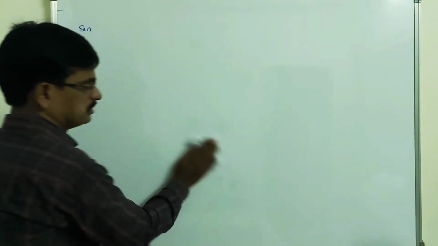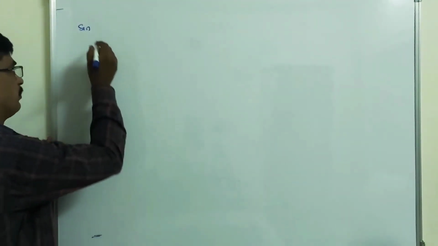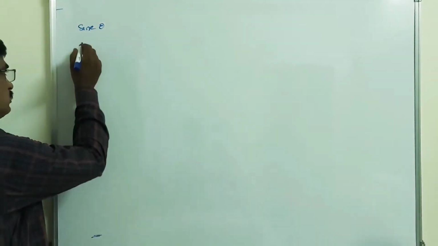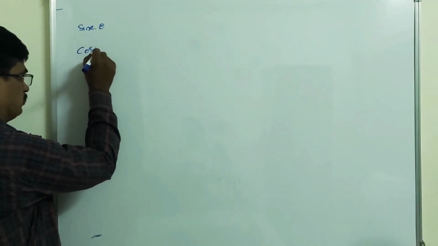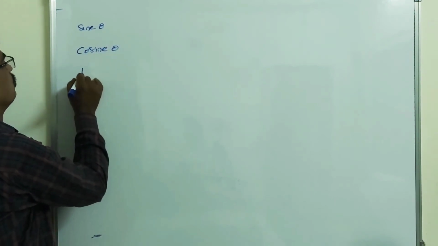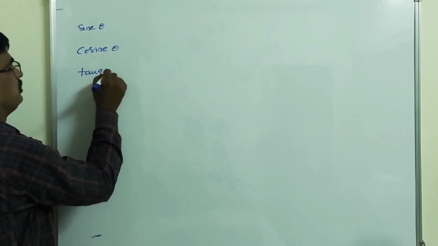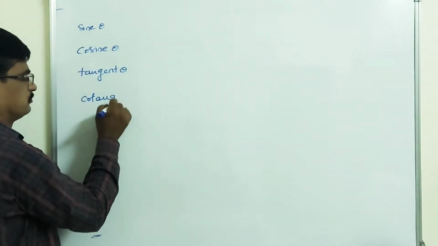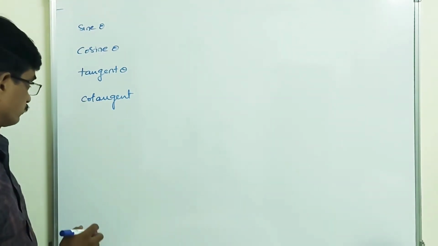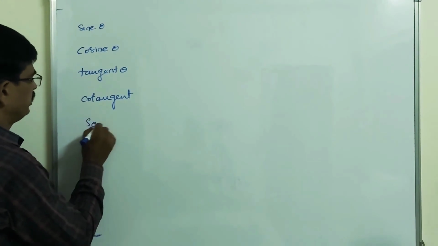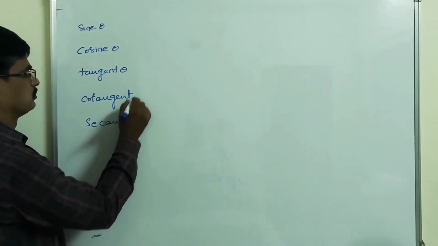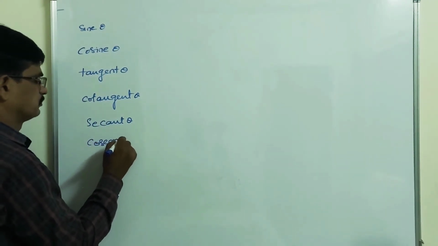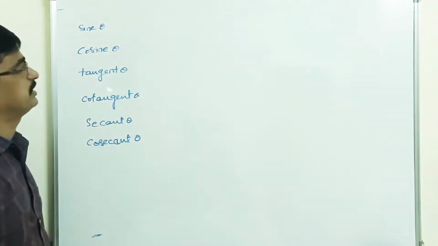Here we choose theta. Theta represents the magnitude of the angle. Sine, cosine, tangent, cotangent, secant, cosecant of theta.